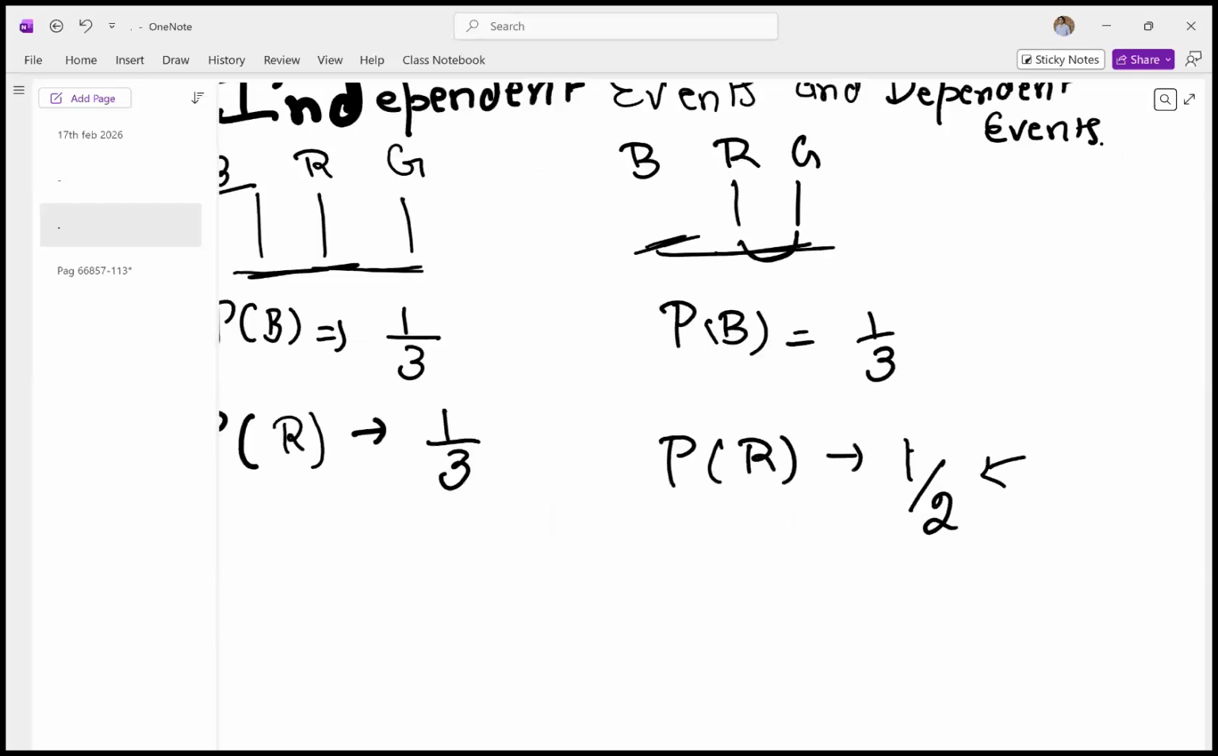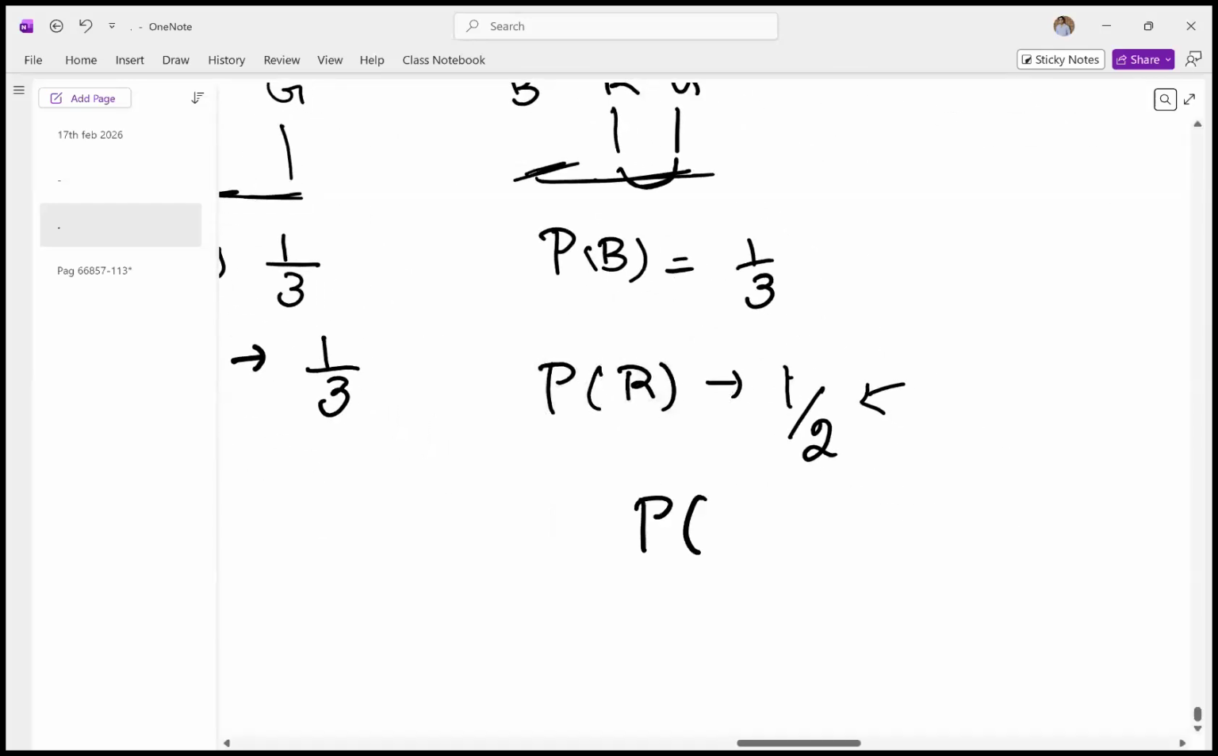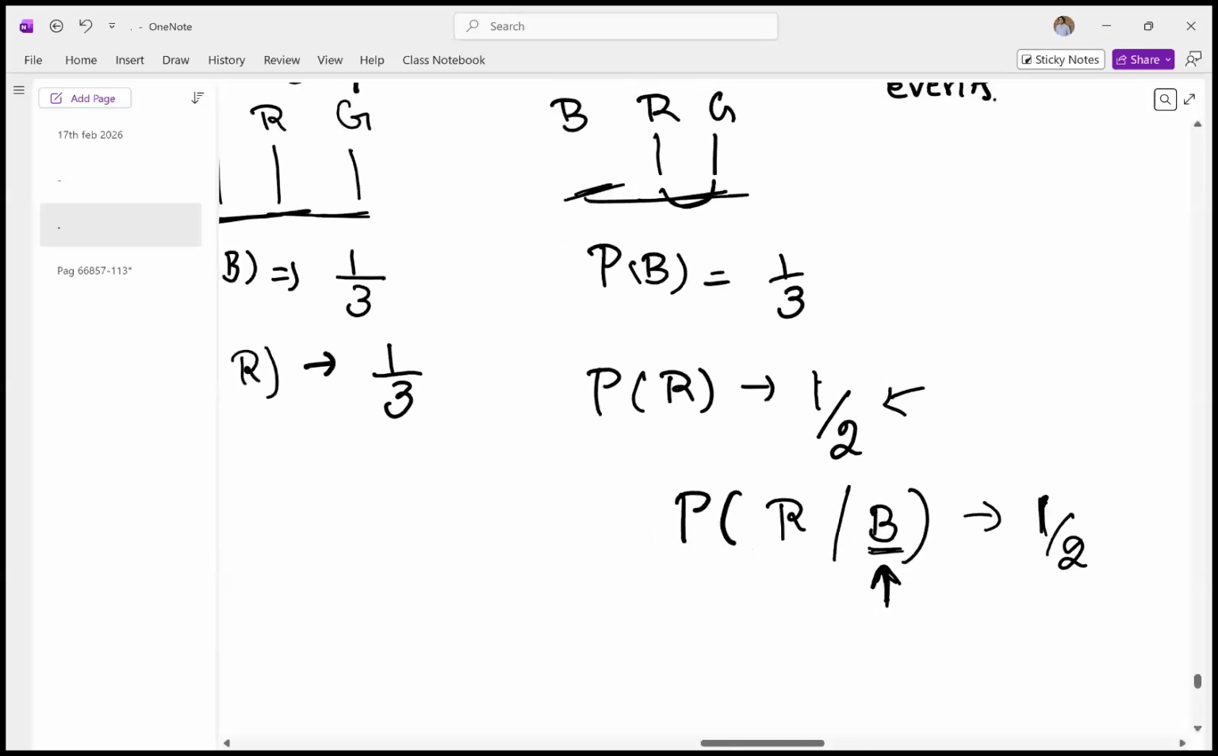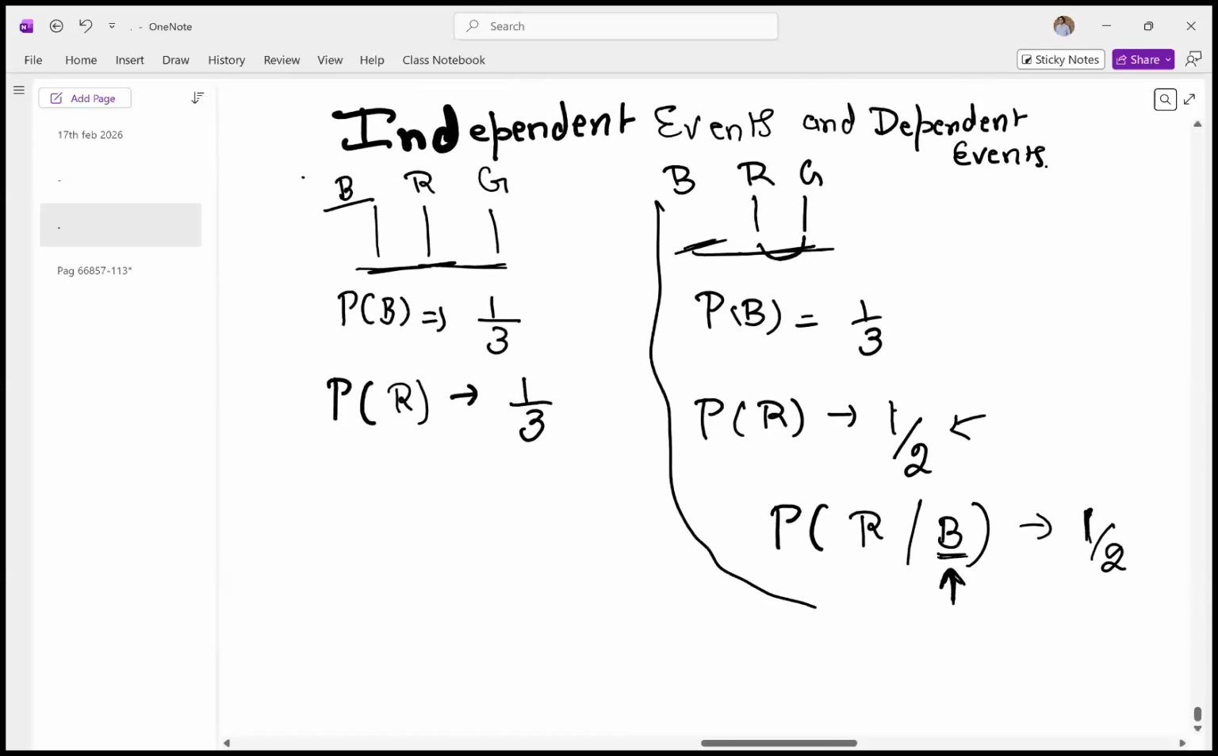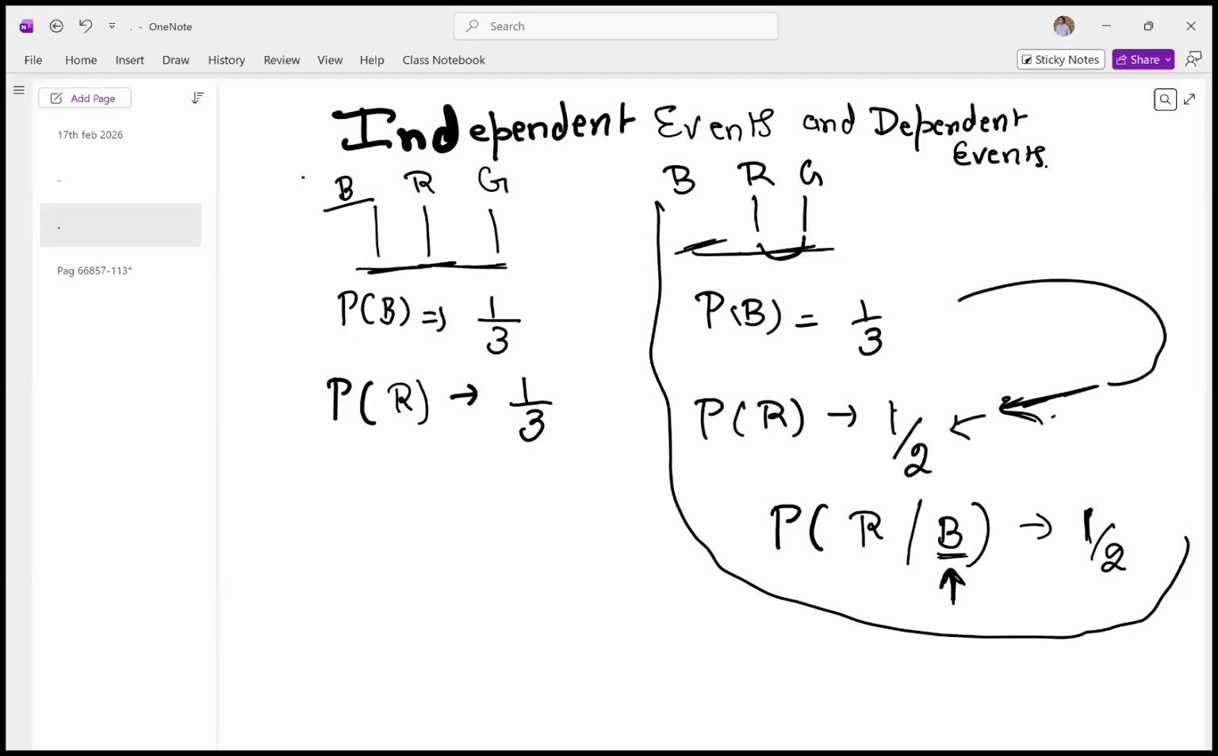So how am I going to write it? The probability of selecting the red pencil once the black pencil has been selected. This has already taken place. The second one, whatever event I'm writing as the second one, that has taken place. So that will be equal to 1/2. Okay, so this is a dependent event, meaning the probability of the second event is dependent upon the previous event. The other is an independent event. The probability of the second event is not dependent upon the first event.